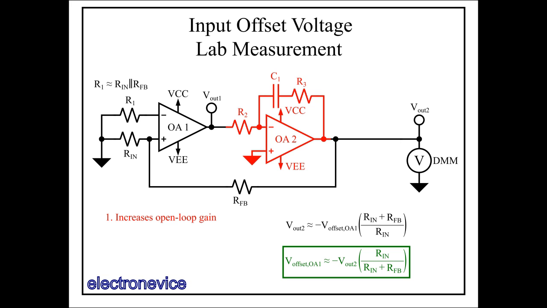First, it increases the open loop gain of the circuit. Recall that open loop gain is the gain of the op-amp without feedback. In the ideal case, it is infinite, but it is finite in the real case. This effectively creates an op-amp feedback system with a gain of OA1's open loop gain times OA2's open loop gain, at DC.